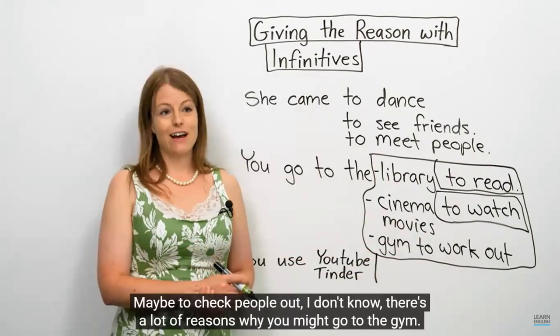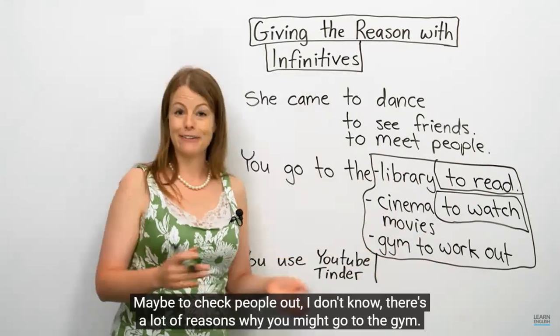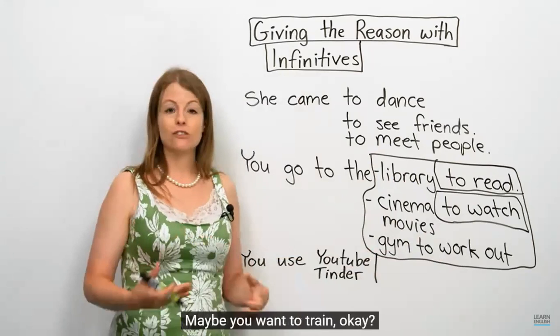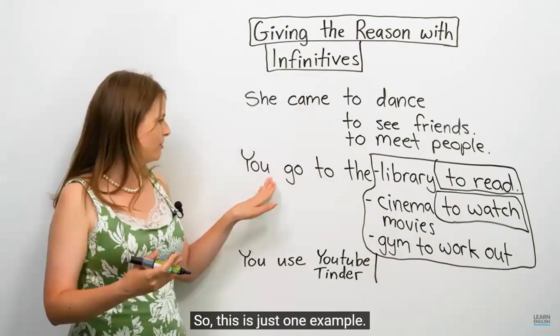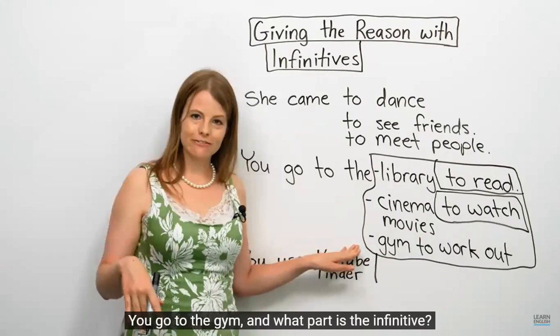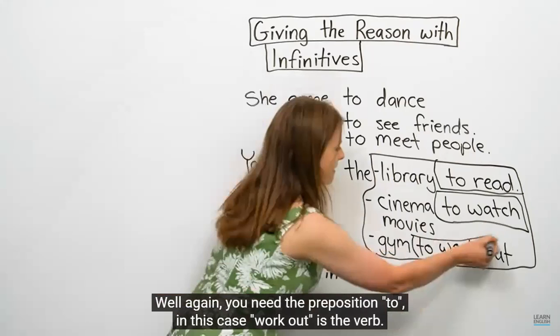Maybe to check people out. I don't know. There's a lot of reasons why you might go to the gym. Maybe you want to train. Okay, so this is just one example. You go to the gym, and what part is the infinitive? Well, again, you need the preposition to. In this case, workout is the verb.